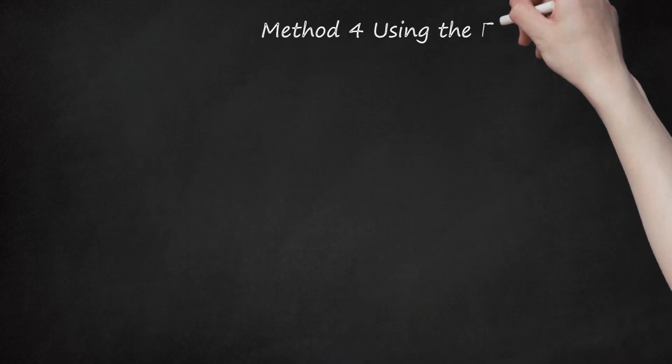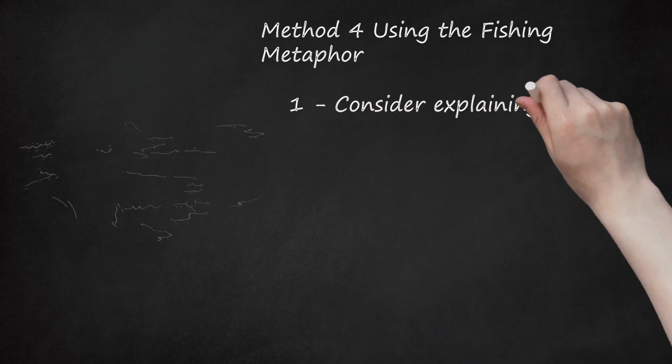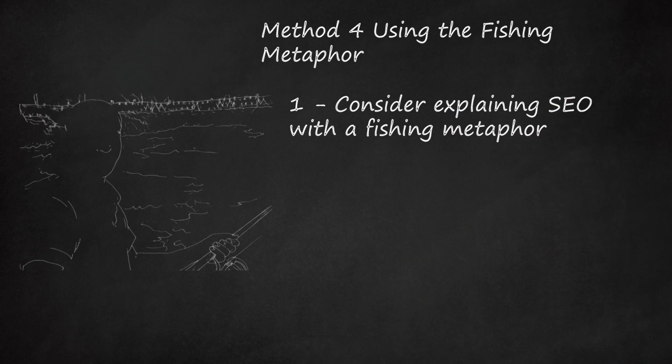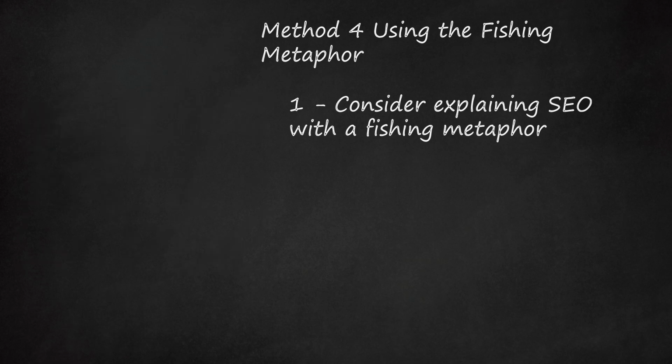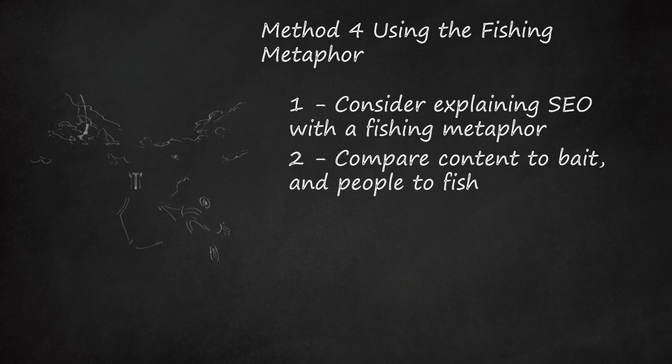Method 4: Using the fishing metaphor. 1. Consider explaining SEO with a fishing metaphor. Not everyone has gone fishing before, but most people understand how fishing works, which can make this metaphor helpful. Compare different parts of SEO to different parts of fishing. 2. Compare content to bait and people to fish.